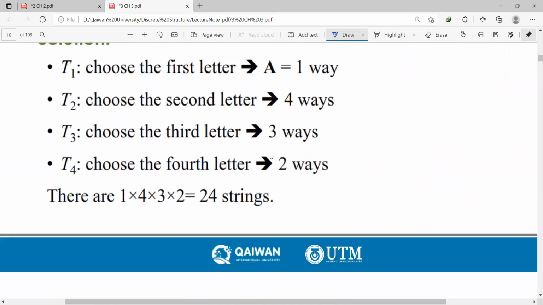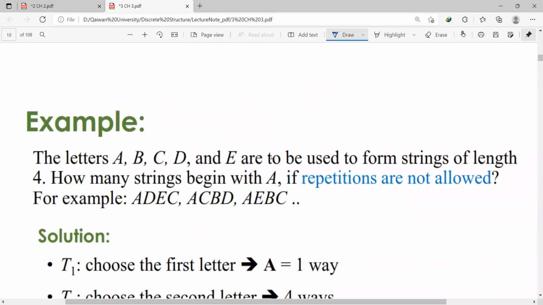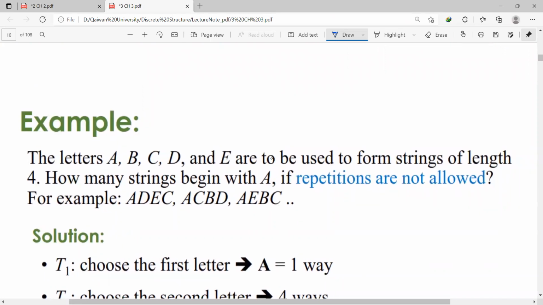Now we have run the example. We just talk about this example and it's enough for today. We have 5 letters, A, B, C, D, and E. These 5 letters are used to form strings of length 4. That means each word contains 4 letters. That's why we say task 1, task 2, task 3, task 4. If it's 3 letters, we just have task 1, task 2, and task 3. That's all.